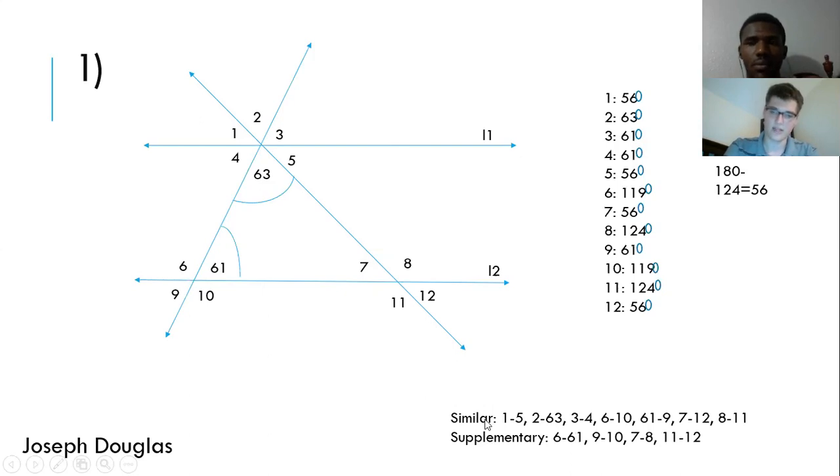And then for supplementary, it's if this angle plus another will give us 180. So angle 6 is supplementary to 61, which means angle 6 has to be equal to 119 degrees. That's basically it for number 1.